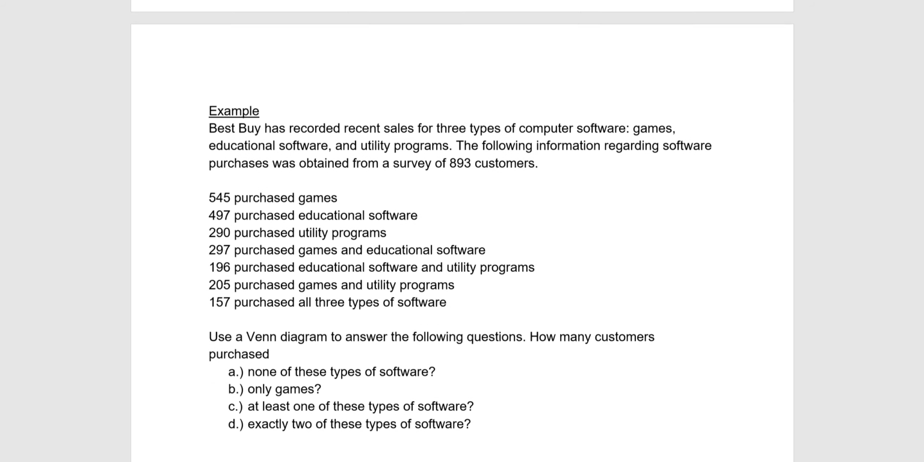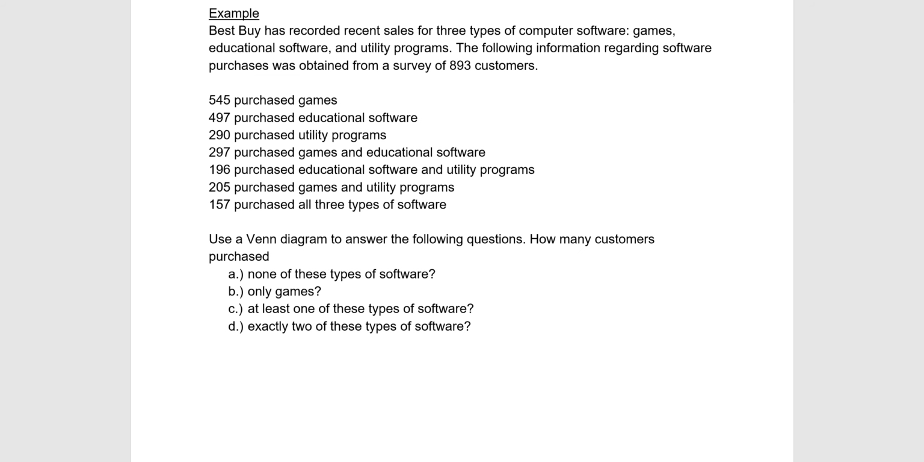So let's do a couple more here. So for example, Best Buy has recorded recent sales for 3 types of computer software: games, educational software, and utility programs. So the following information regarding software purchases was obtained from a survey of 893 customers. So let's keep that number in mind. That's going to come in handy. So automatically when we see this, we should know that we're going to have 3 sets, a Venn diagram with 3 sets, because we have these 3 types of computer software.